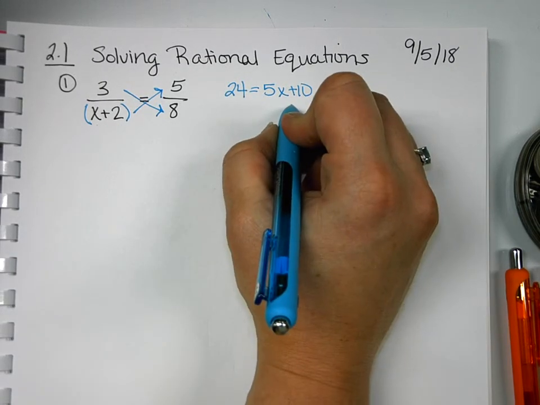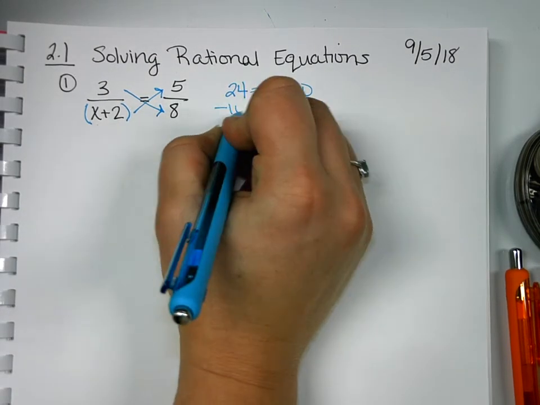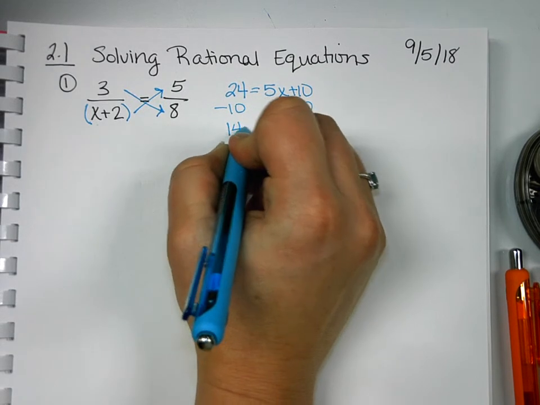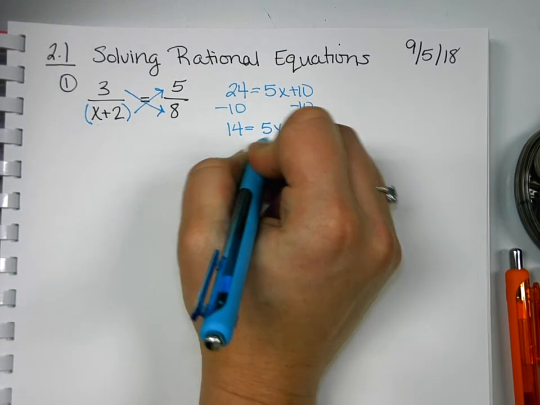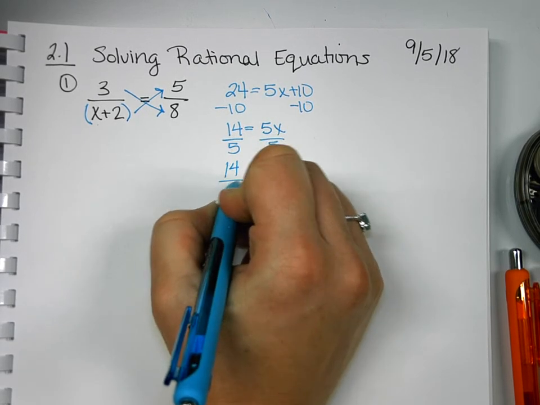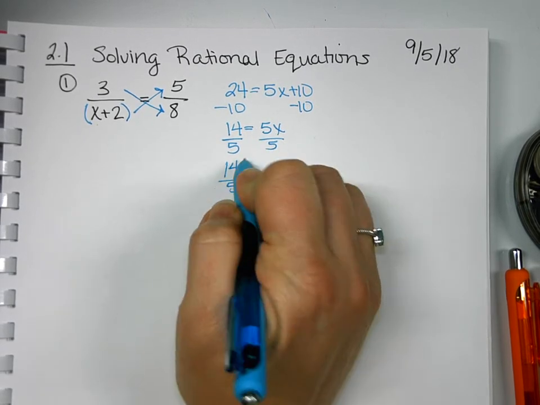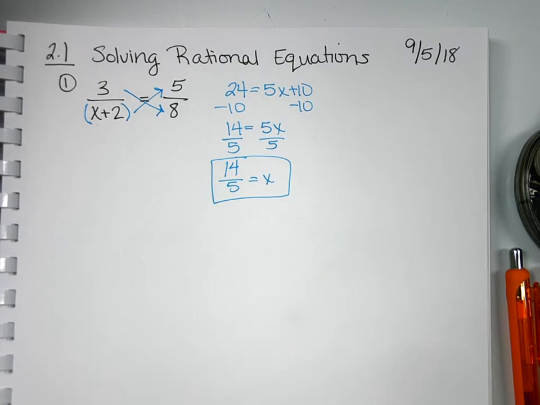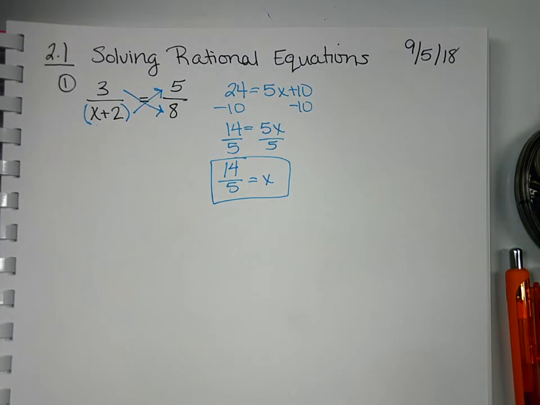To solve, we can then subtract 10 from both sides, divide by 5, and we get 14 over 5 equals x. I want you guys to get used to improper fractions as opposed to decimals or mixed numbers, because that's what our answers need to be in.